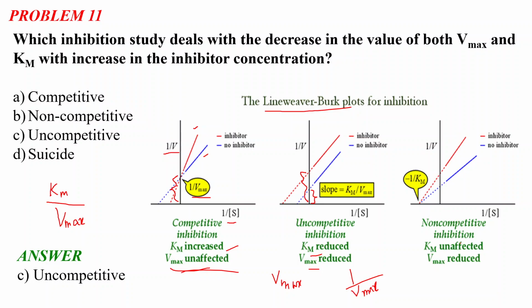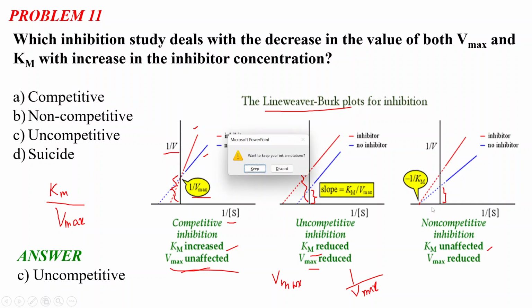And for the non-competitive inhibition, the Km remains unaffected. Since the Km remains unaffected, as you can see, if you extrapolate both lines to the negative side, they will meet at minus 1 by Km, at the same position. But the Vmax is reduced. Since the Vmax is reduced, similarly we will see that the value of the intercept will increase.